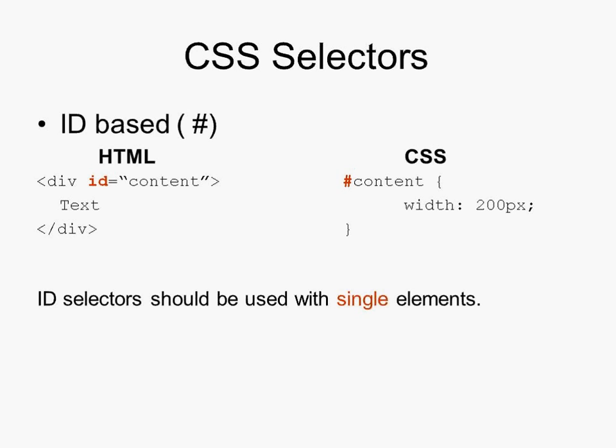So let's read the first rule, on the right side. It says hash. Hash is for ID. In HTML elements, you can have an ID attribute. The ID should be some unique string, and you should not repeat any ID in any element. So per page, every ID should be unique. So hash content means it's an ID, and the content is the name. You are saying to the browser, look for an element whose ID is content, and apply style to that element. As simple as that.